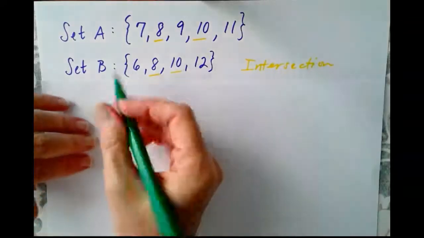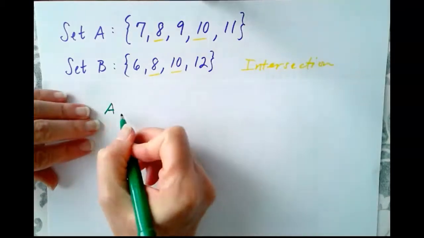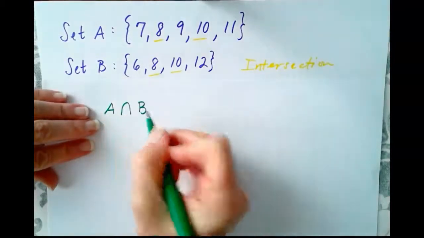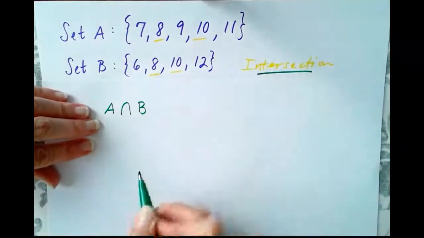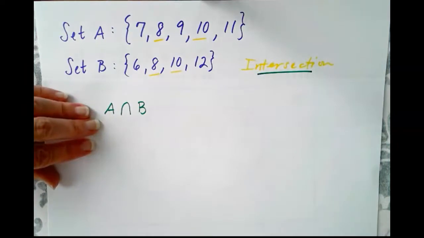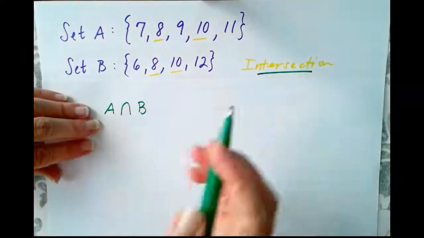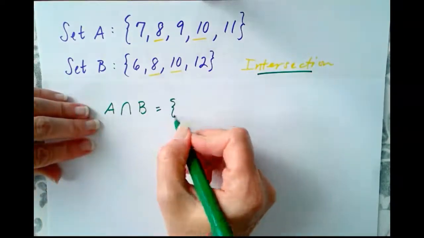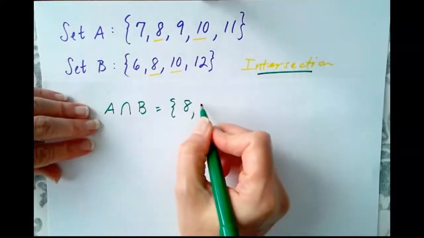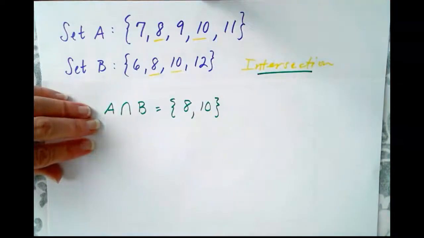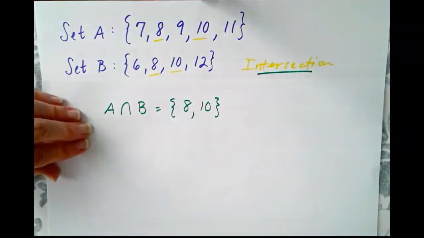So here we go. If we were to say A intersect B, remember that's the big upside down funky U. It represents an intersection. What elements exist in set A and set B at the same time? In roster notation, and normally we put our roster notation in numerical order, it would be the elements 8 and 10. That's the intersection of A and B. What elements exist in A and B at the same time?